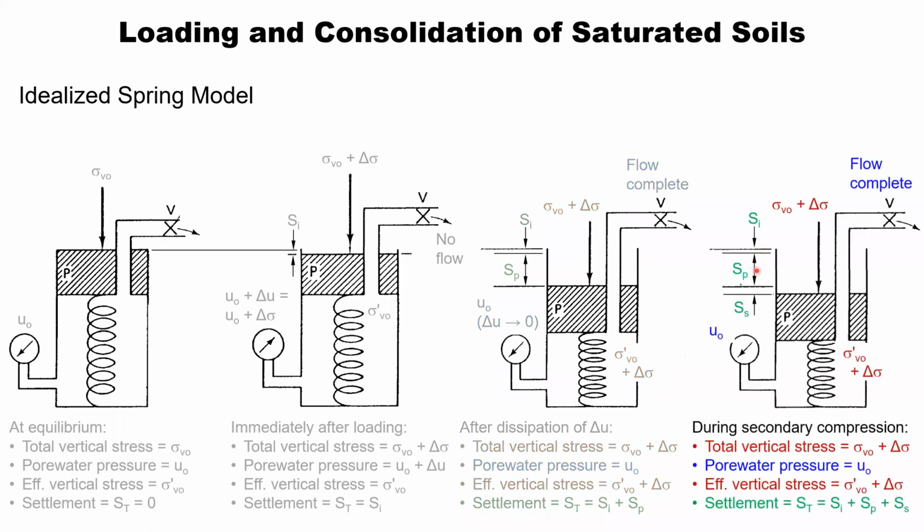Now, over time, there's going to be further settlements that we call creep or secondary compression. That is the continuing deformation that occurs under constant vertical effective stress.